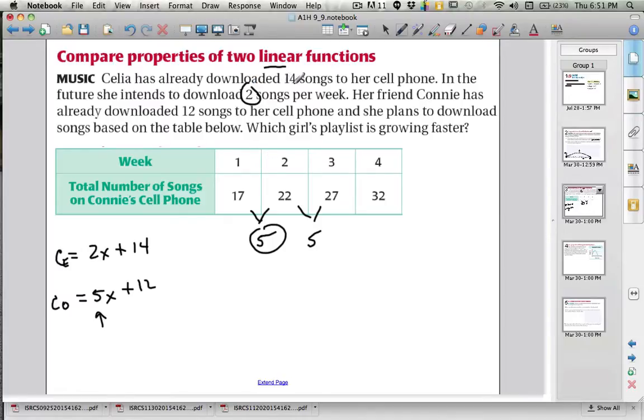So even though Celia started with more songs, by the end of the first week she's going to have 16 songs, whereas Connie's going to have 17 songs. Connie's is growing faster.